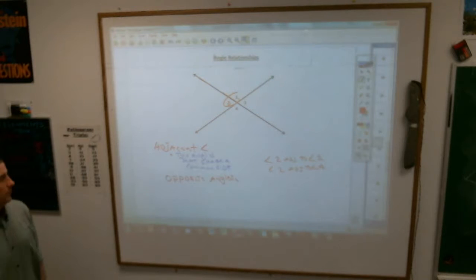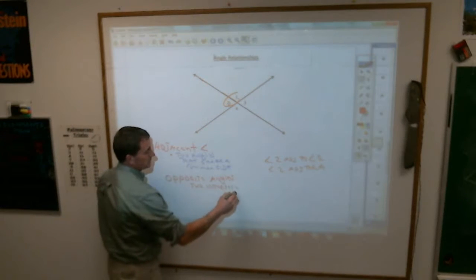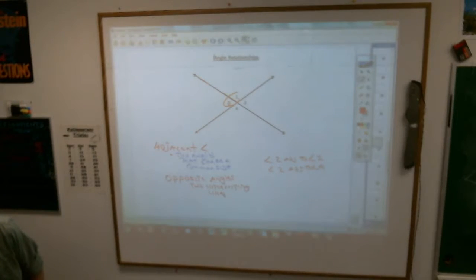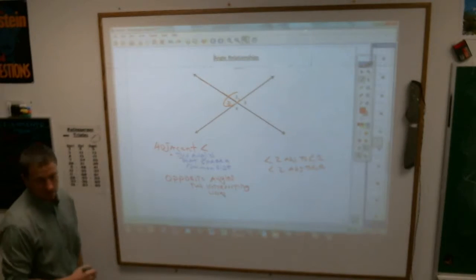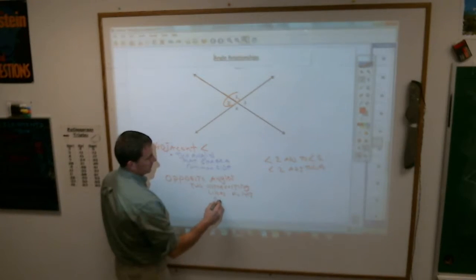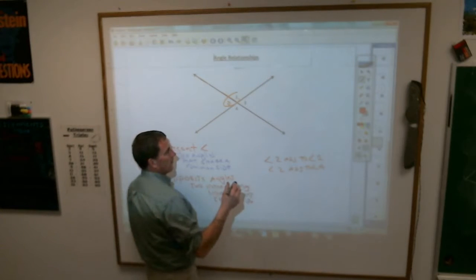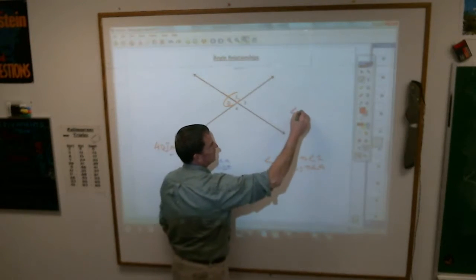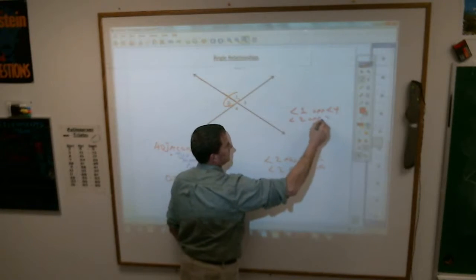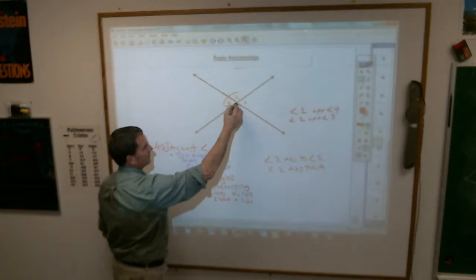Opposite angles, by the way, these are when you have two intersecting lines. And those angles share the same vertex but do not share a side. Do not share a side. Okay, so there's only a couple of these. Angle 1 is opposite of angle 4, and angle 2 is opposite angle 3. Opposites. They don't have any sides in common. They do have what we call a common vertex.